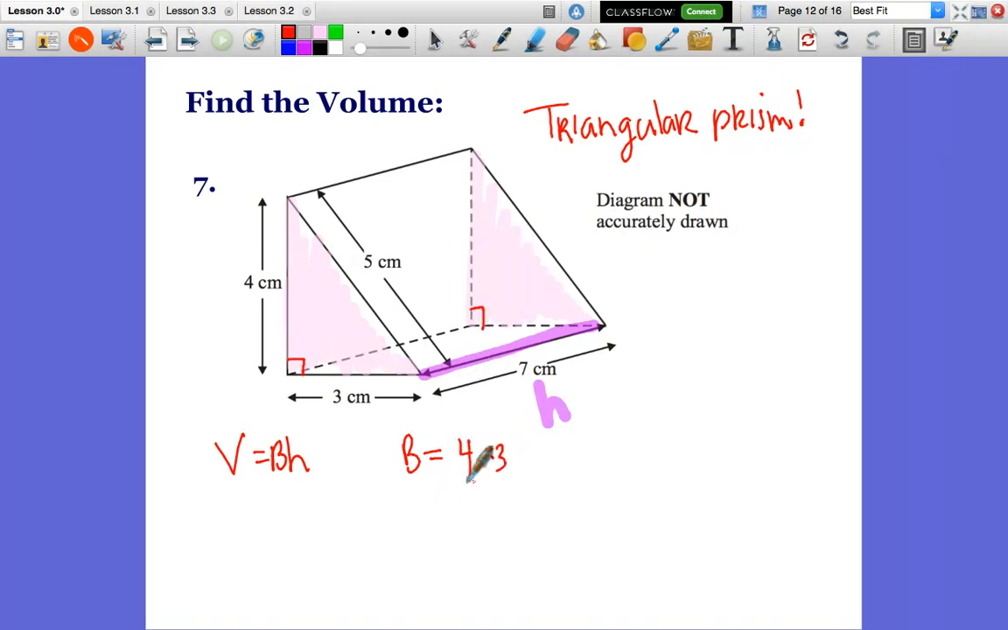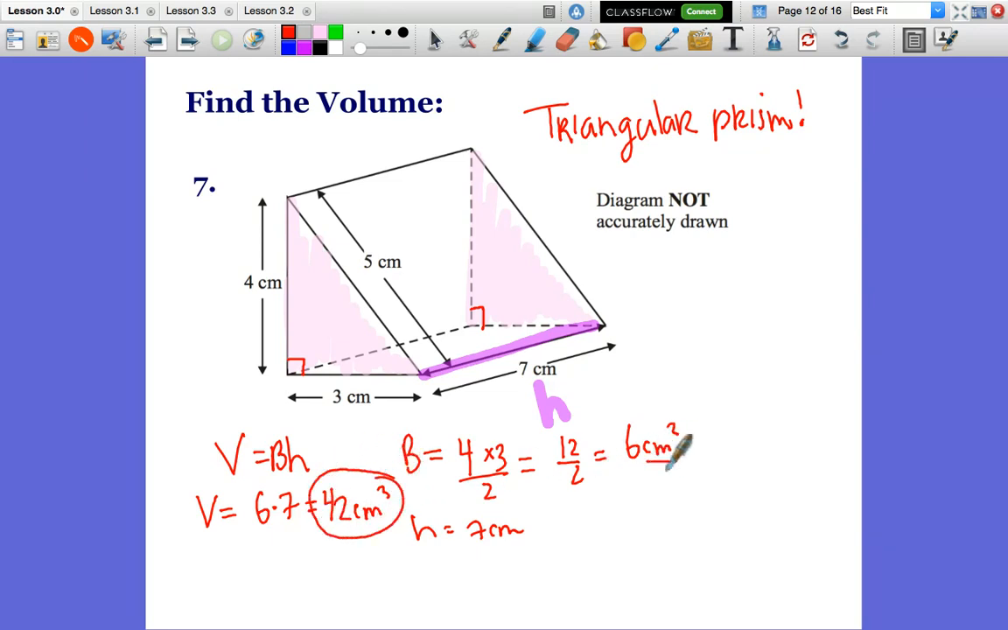4 times 3 divided by 2, because a triangle is 1/2 base times height. That's 12 divided by 2. So 6 centimeters squared is the area of the base, and the height is 7 centimeters. So the volume is going to be 6 times 7, which is 42 centimeters cubed, right? Because you're multiplying centimeters squared times centimeters. So it takes it into the third degree.